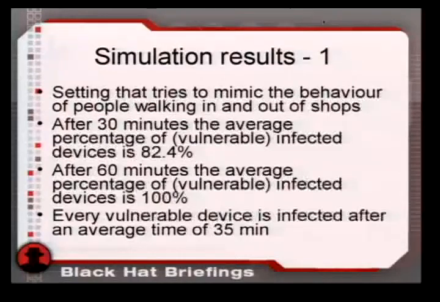The simulation results are quite surprising. The number of infected devices among the vulnerable ones was 82.4% after only 30 minutes on average, and after 1 hour every vulnerable device is infected. The average time for the infection to propagate to every vulnerable device was about 35 minutes.